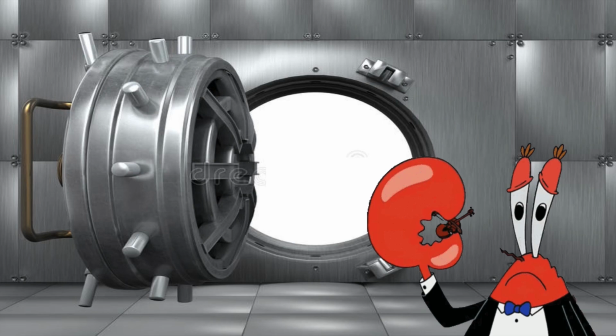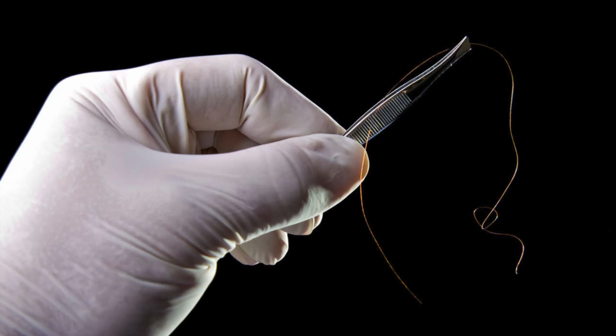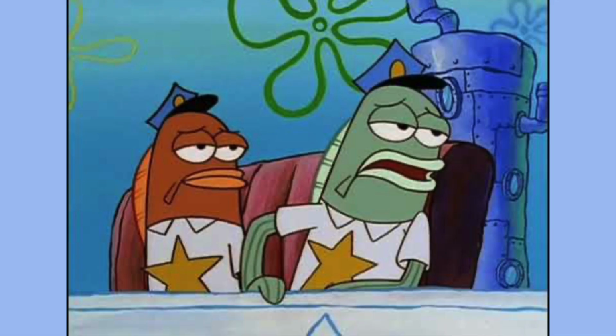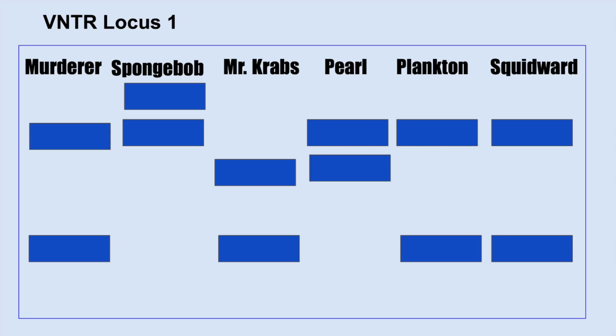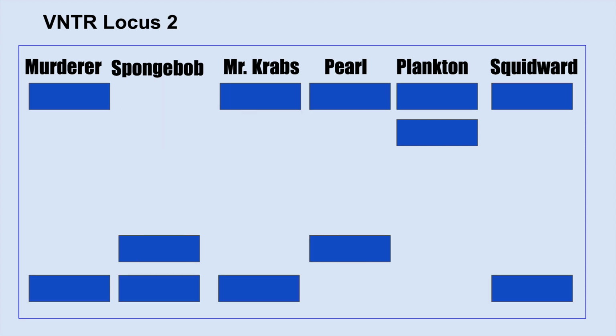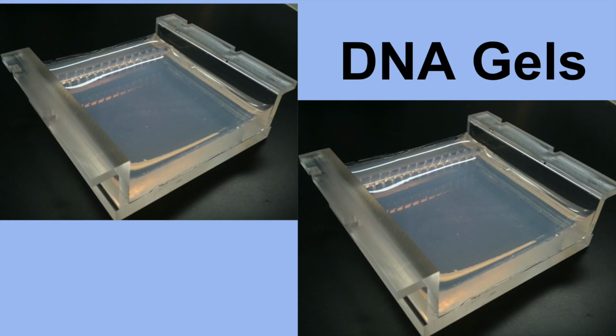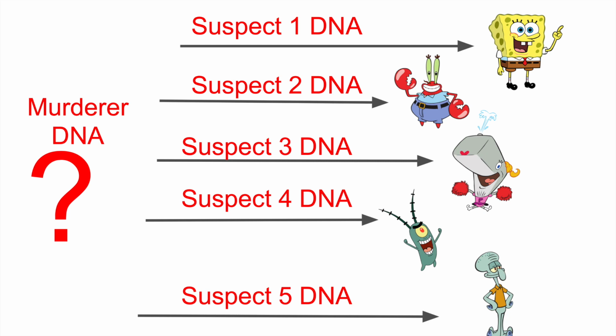When authorities arrived, they found a single piece of DNA evidence, one strand of hair left at the crime scene. How were they able to figure out who the killer was? Well, they were able to utilize the DNA, the hair, found at the crime scene and amplify it at two different VNTR loci. They ran the evidence on separate gels to create DNA fingerprints and compared the DNA fingerprint of the murderer to a single sample of DNA from each of the suspects.